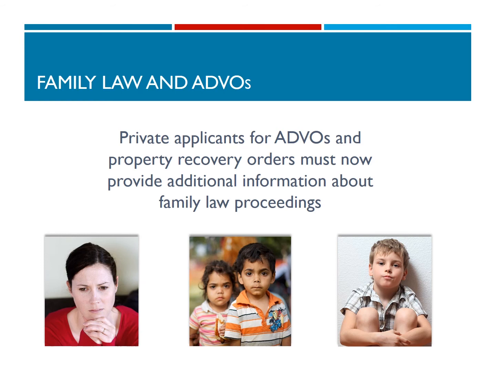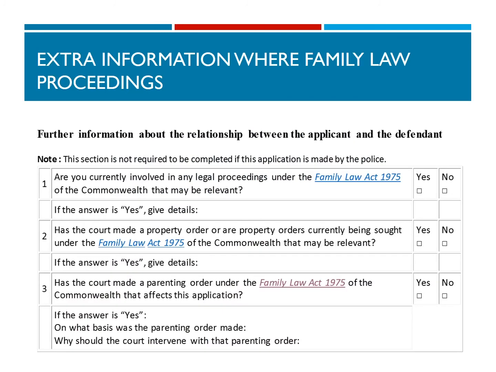As a result, private applicants for an ADVO must now provide certain information about family law proceedings. And the next slide shows the extra information that a private applicant is required to provide in the order form. The first question is, are you currently involved in any legal proceedings under the Family Law Act that may be relevant? Secondly, has the court made a property order, or are property orders currently being sought under the Family Law Act? And thirdly, has the court under the Family Law Act made a parenting order that affects the current ADVO application? Applications for property recovery orders must include similar details.